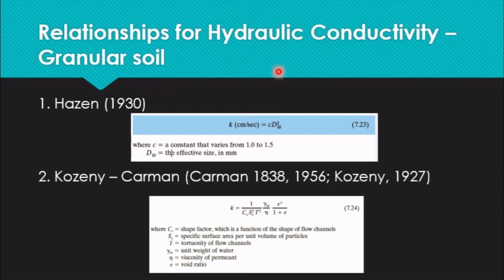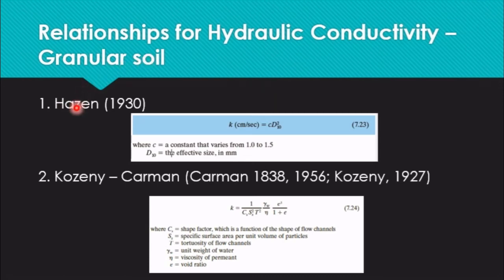So, pwedeng gumawa ka ng ibang test like particle size distribution para sa grain size analysis. So, pwede yon, and then apply mo na lang yung mga relationships na ginamit ng mga researchers. So, some of those researchers ay ito. Ito ay for granular, meaning mga sand and gravel.